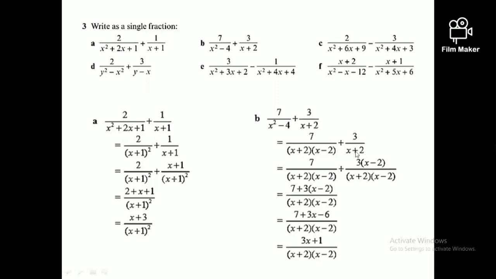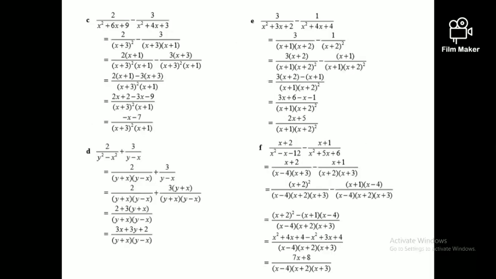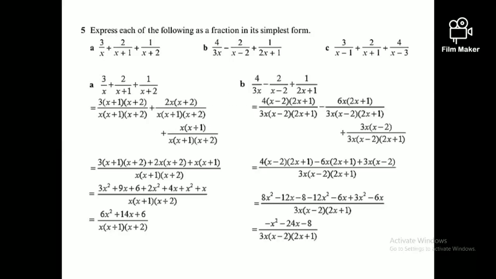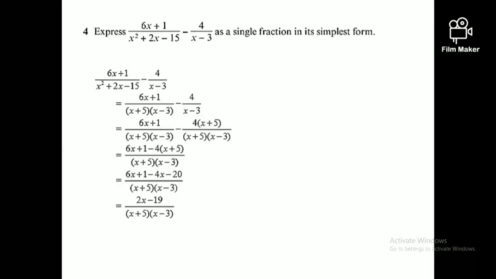If you cover (x plus 2), the remaining is (x minus 2) from this denominator. So 3 times (x minus 2). Then if you simplify, 7, 3 into x is 3x, 3 into minus 2 is minus 6. 7 minus 6 is 1, so 3x plus 1 over (x plus 2) into (x minus 2) is the final answer. These are the same kind of examples which you can try, and you can obtain the answers by simplifying these expressions.